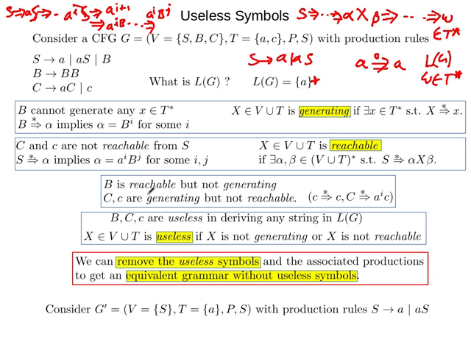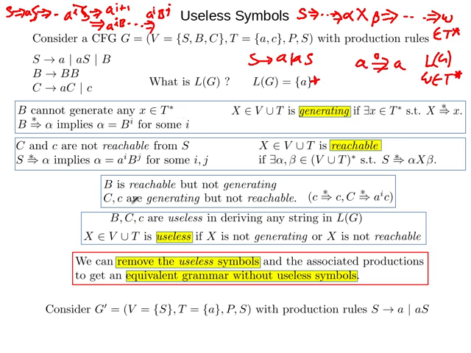So you see that these symbols fail in two different ways: this B is reachable but not generating, and these others are generating but not reachable. You can have something else which is both not reachable and not generating. But anyway, if a symbol is not generating or not reachable, we say that it is useless. Why useless? Because it's not taking part in any derivation. It's not doing anything useful in deriving any string for that language.